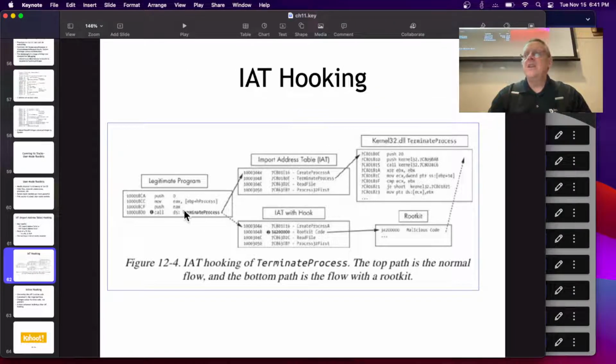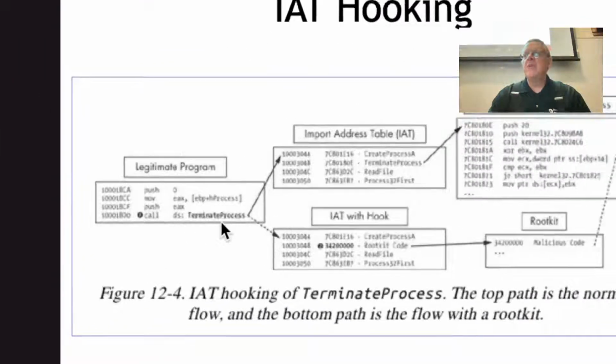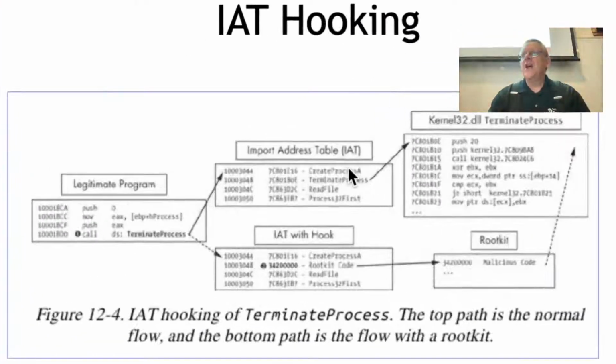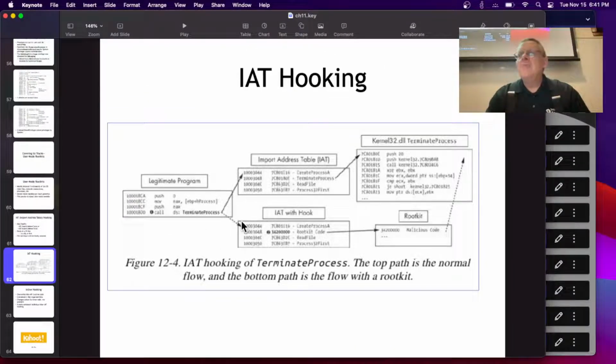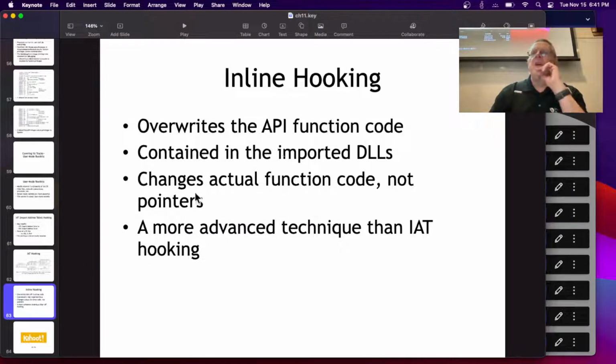This is IAT hooking, so you have a legitimate program that tries to call TerminateProcess, but you modify its import address table. Here, it's supposed to go to TerminateProcess, which calls kernel32.dll's TerminateProcess. But here, with the hook, you send it somewhere else to a rootkit that does something malicious and then goes there. So that's a modified version of the program. That's one way to do it. And then there's inline hooking that overwrites the API, which is, of course, much more powerful.